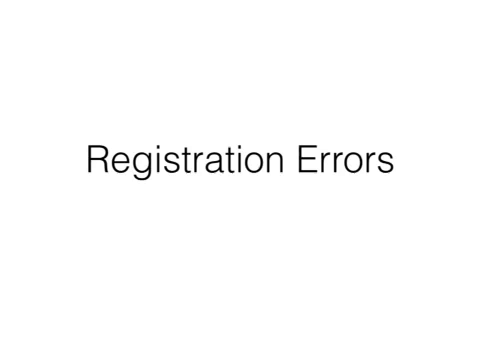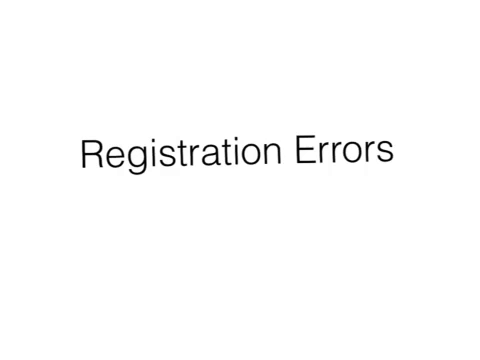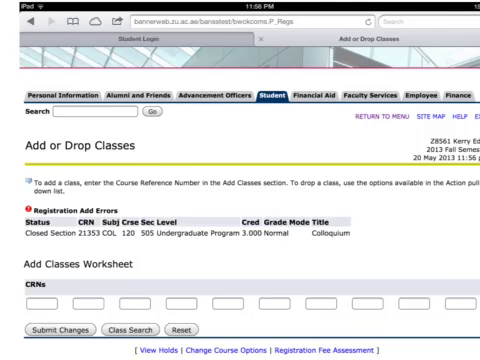Sometimes when you try to register for classes, you will receive a registration error. There are many different types of registration errors, but they all indicate that you have not been registered successfully in the class that you chose. I will now show you some of the common registration errors and explain what they mean. If you get a registration error, it will show here the reason. In this case, it's a closed section. This means that the section that you've chosen is either full or is not open to registration.